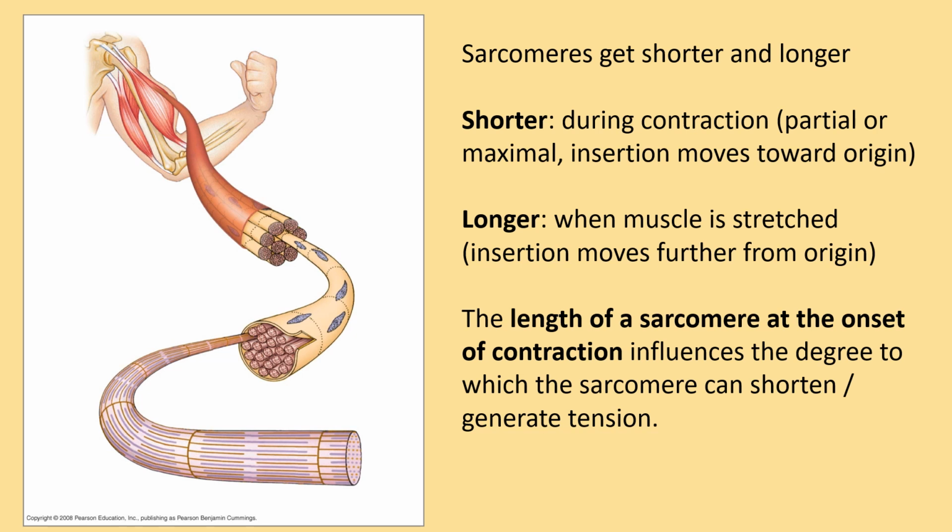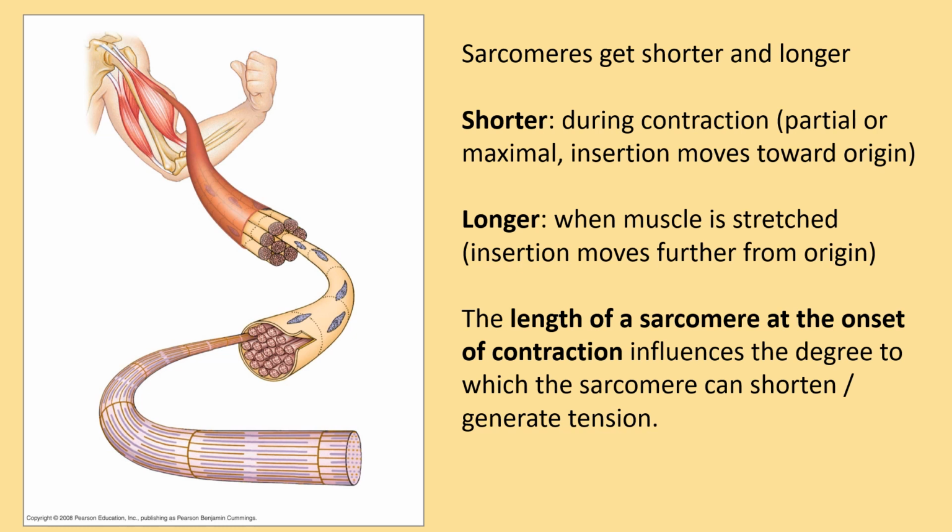I hope you remember that sarcomeres get shorter and they get longer. A sarcomere is a portion of a myofibril, and it is bounded by a Z disc on either side. So during contraction, whether it's partial contraction or maximal contraction, the sarcomeres get shorter. And if we look at the level of the muscle, in this case, the entire biceps brachii, as those sarcomeres get shorter, the insertion of that muscle, the radius, is going to move toward the origin, the scapula.